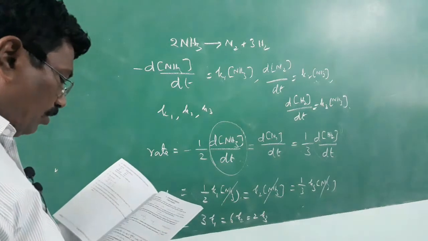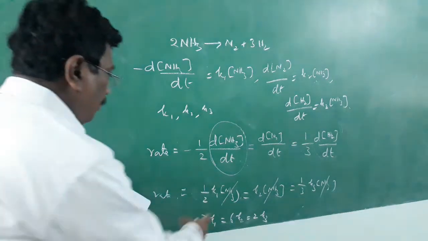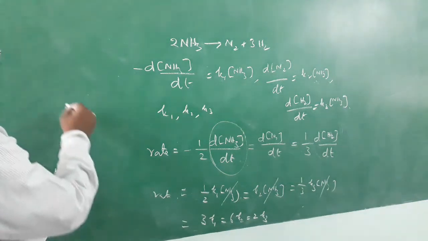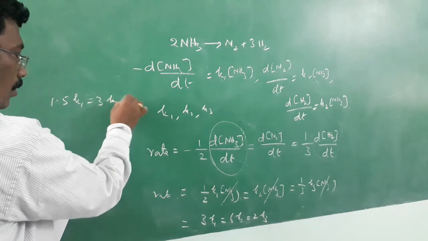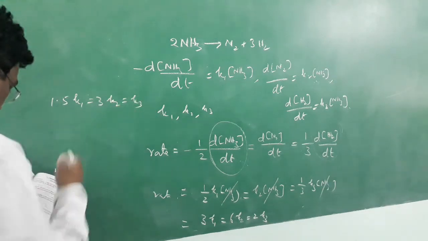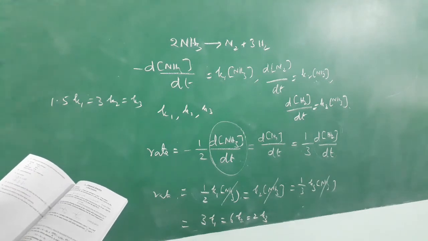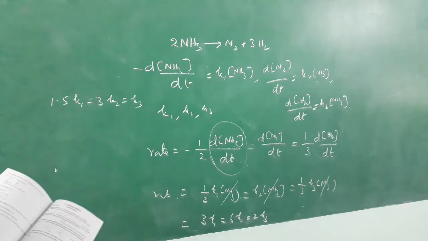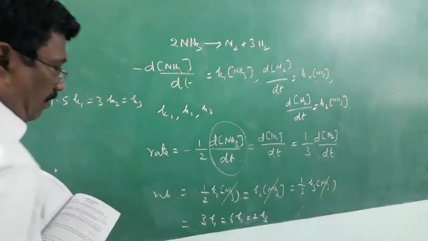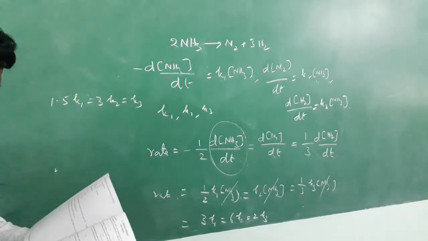In the options, no such option is available. Instead, it is divided by 2. So 1.5 K1 is equal to 3 K2 is equal to K3. That's what they have given. This is option number C. We might have multiplied the equation by 3 itself. If it is multiplied by 3, you might have got this equation. That's the answer, C.